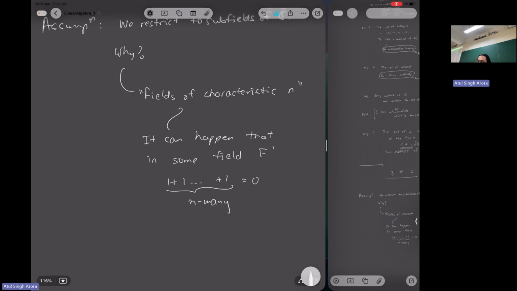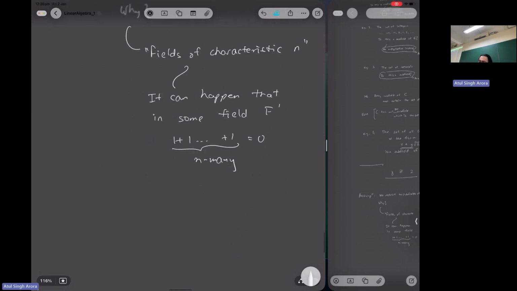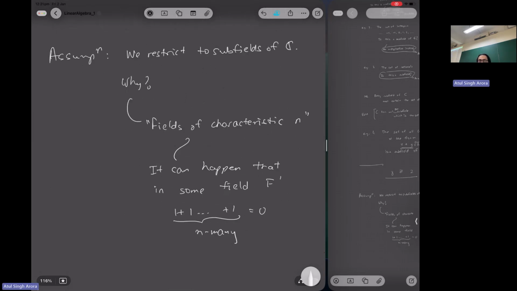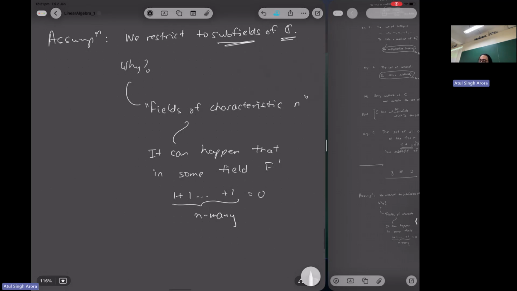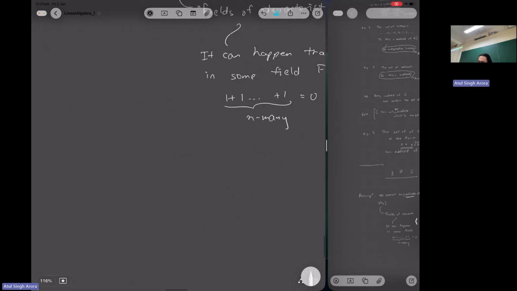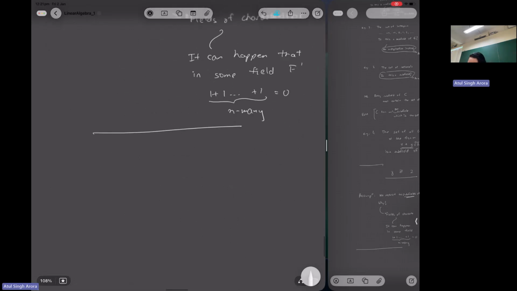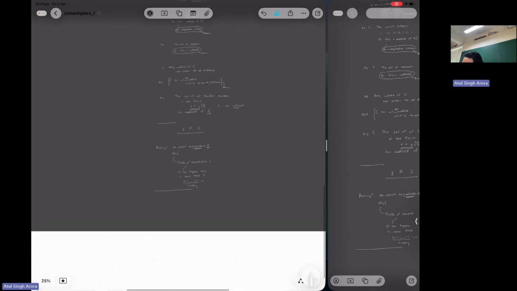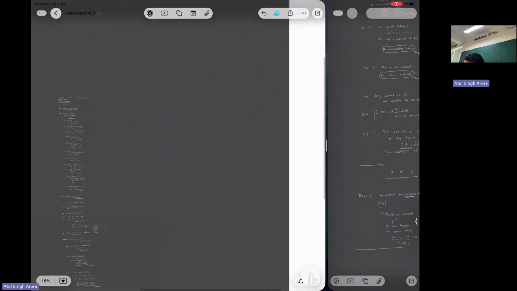So for now, we're going to assume that we are looking at, and obviously with complex numbers, you can't do this. You can't add 1 finitely many times and get 0. That just doesn't happen with complex numbers. Therefore, we are going to restrict to subfields of complex numbers so that things are well behaved. It's just a small little caveat. All right, so that completes the first section. Oh no, I ran out of space. Okay, I can just go sideways.